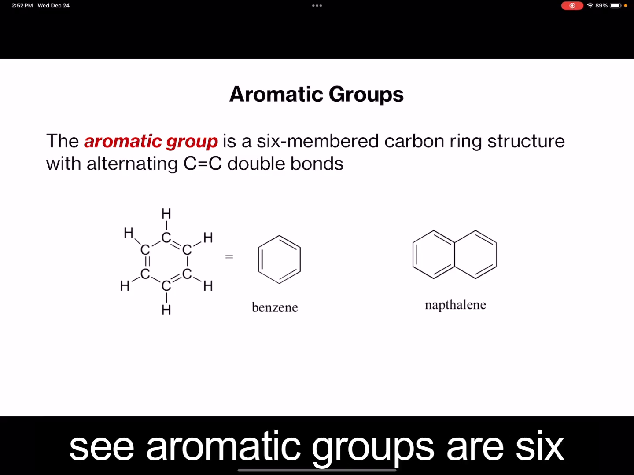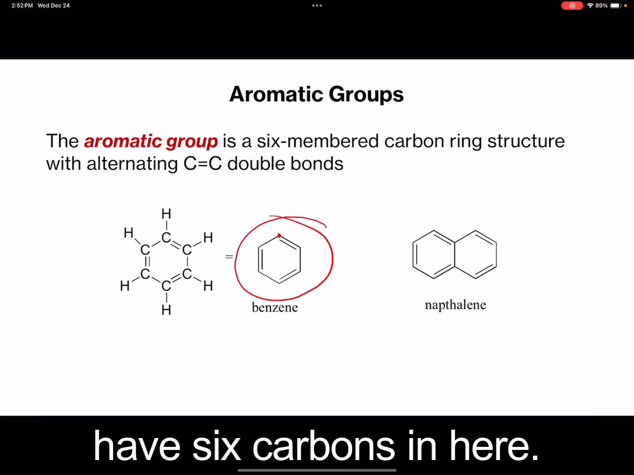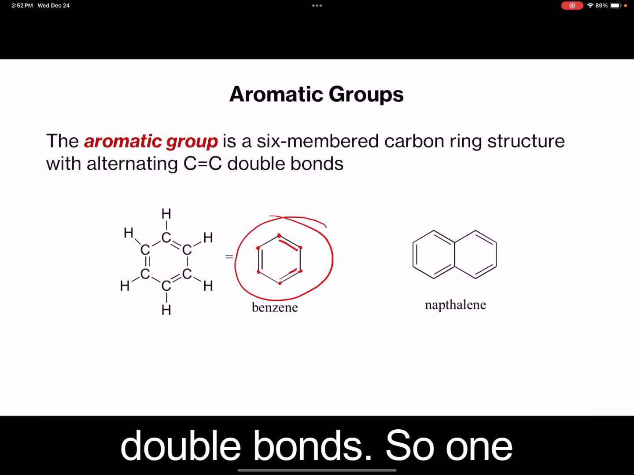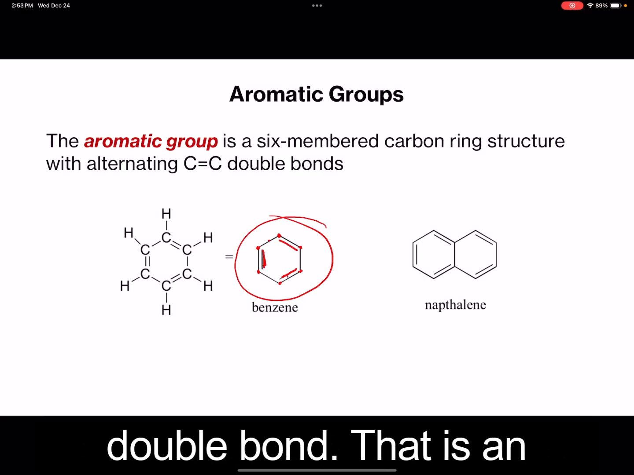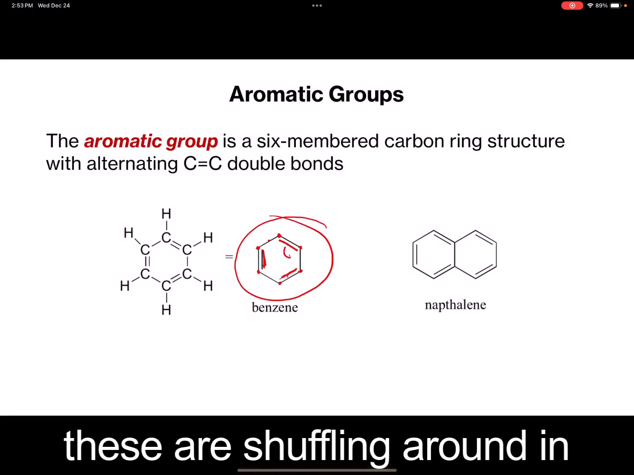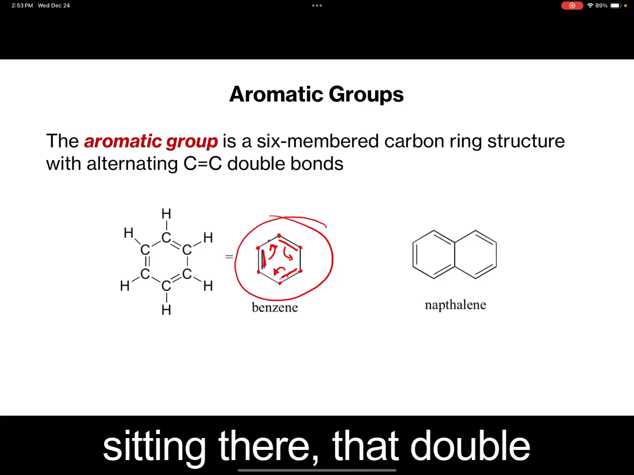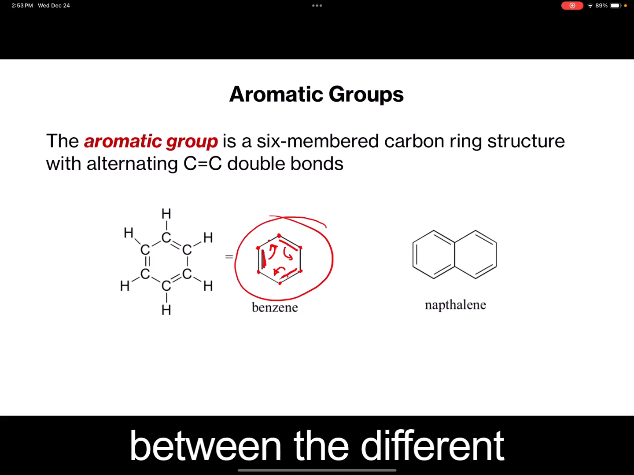So you can see aromatic groups are 6-membered rings. So they have 6 carbons in here, and they form this nice hexagon, and they have alternating double bonds. So one double bond, one single bond, one double bond, one single bond, one double bond. That is an aromatic group. You can't really tell, these are shuffling around in this molecule. As it's just sitting there, that double bond will kind of flip. It can't really tell the difference between the different carbons.